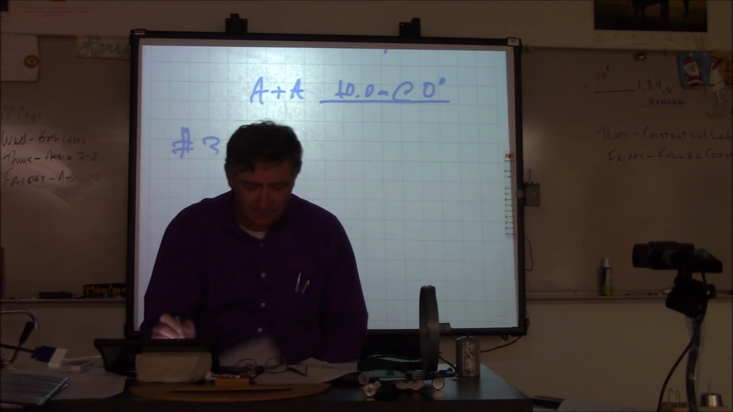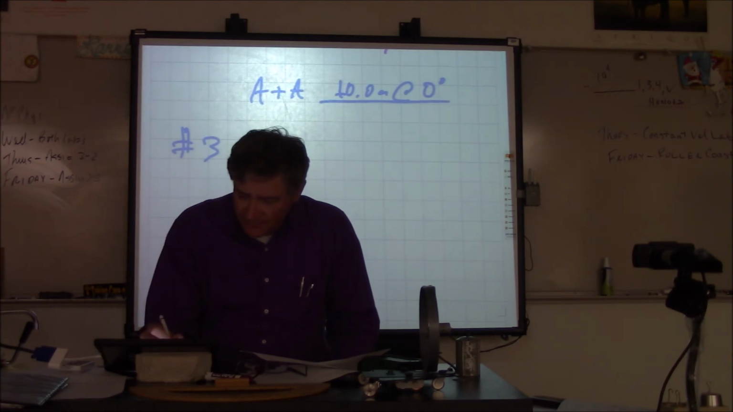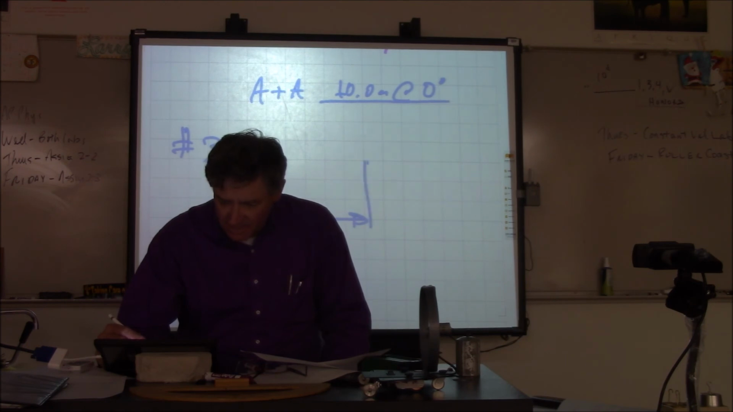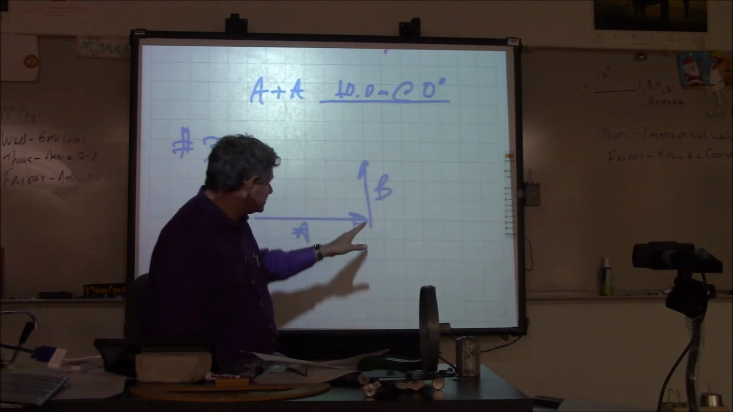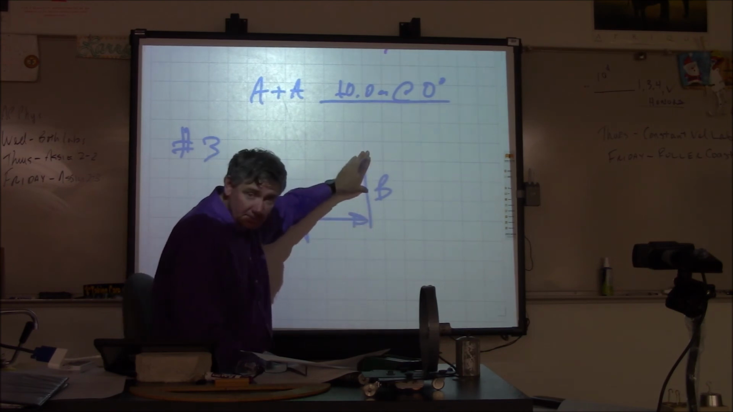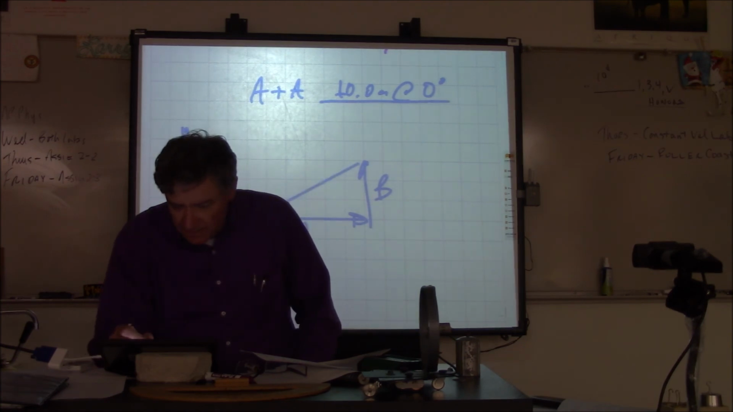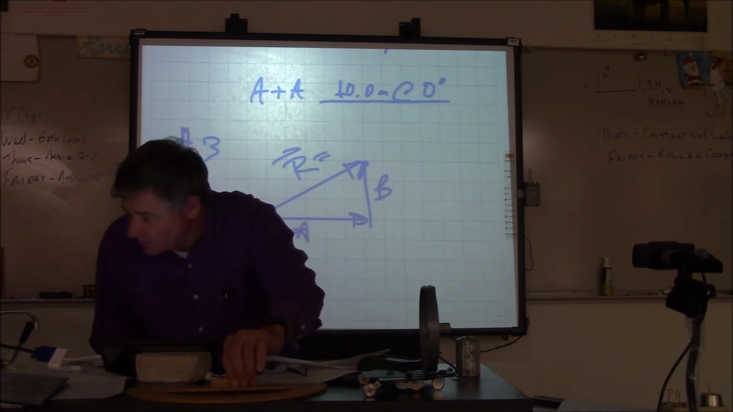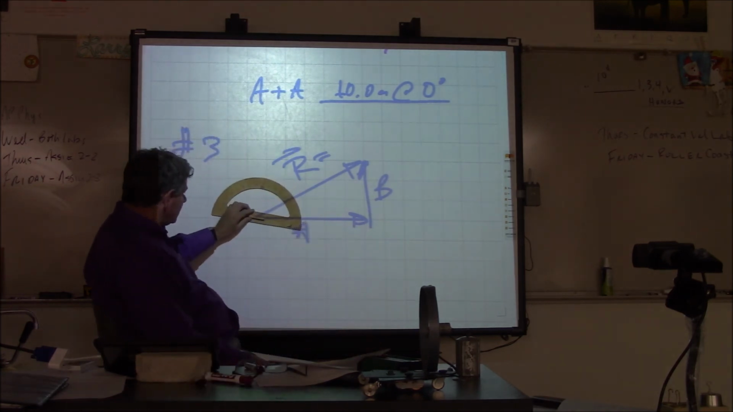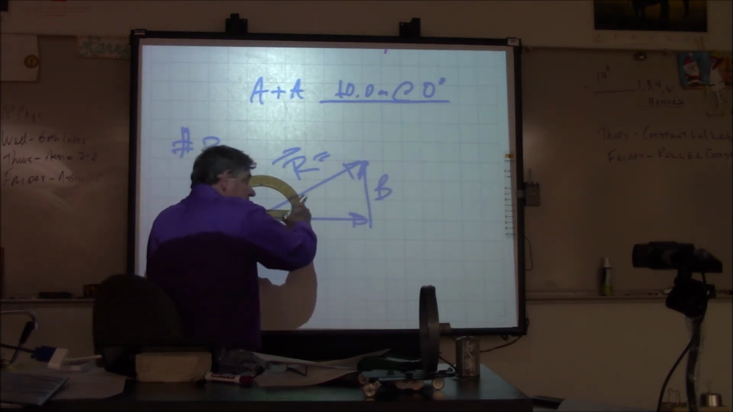So on number 3, you're going to add vector A to vector B. So you're going to draw vector A. From the end of vector A, you're going to draw vector B. So vector B is 3 centimeters at 90 degrees. So from the end of this, you'd come up like this. And again, these are just sketches. Then you're going to measure that, you're going to draw that resultant. So again, here's what you're going to do. You're going to put in here that protractor like this, and you're going to measure this angle.